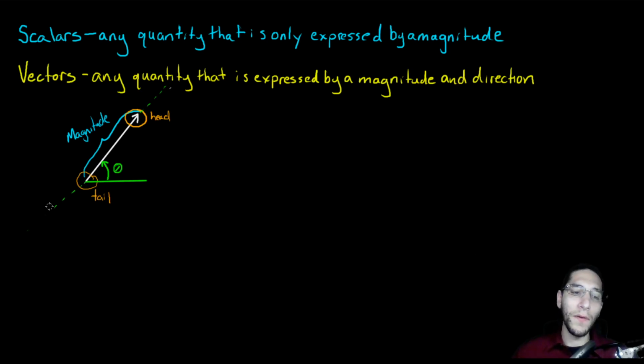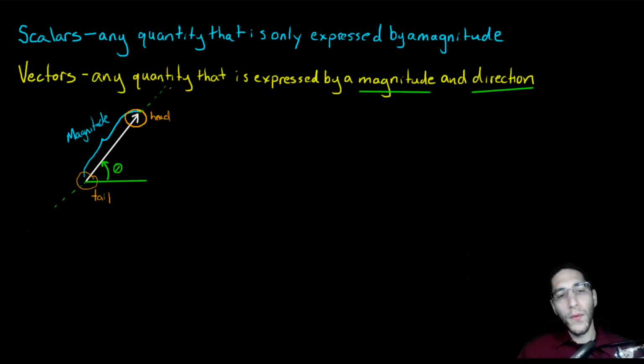And so what it really is, is the angle that this line of action makes with what we're trying to measure this vector with respect to. So here, with this angle and the orientation that the head is pointing, we can figure out the direction. So now we have expressed the magnitude and the direction.